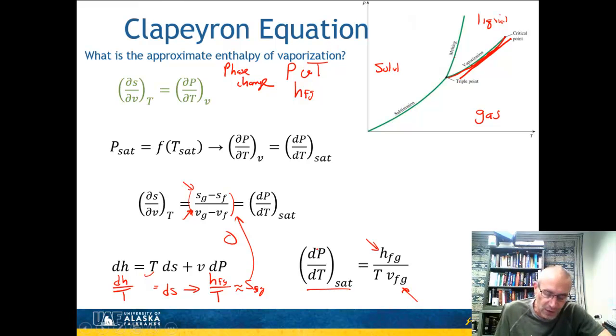The reason that's useful is that I've got pressure, temperature, and volume numbers. Those are all fairly simple to measure, and that gives me an estimate of hfg, or the enthalpy of vaporization.